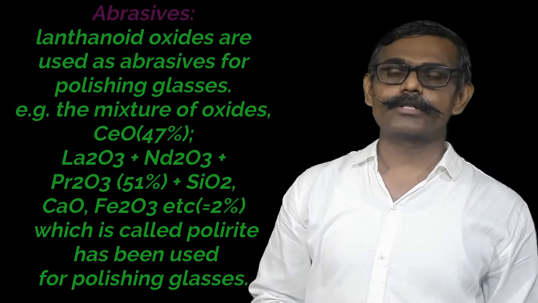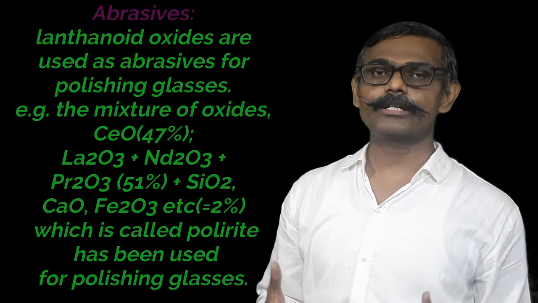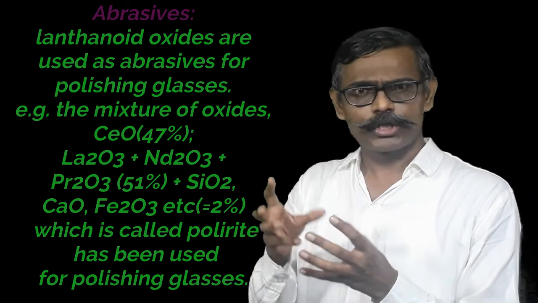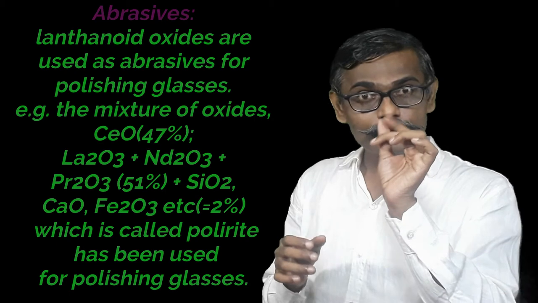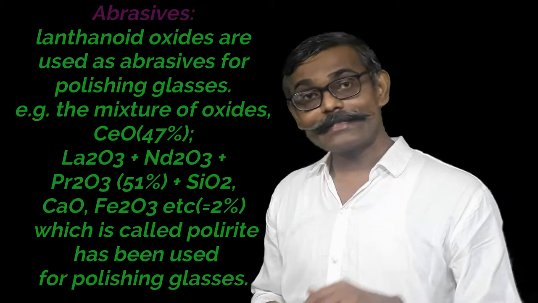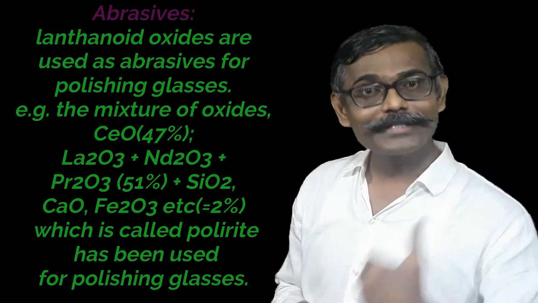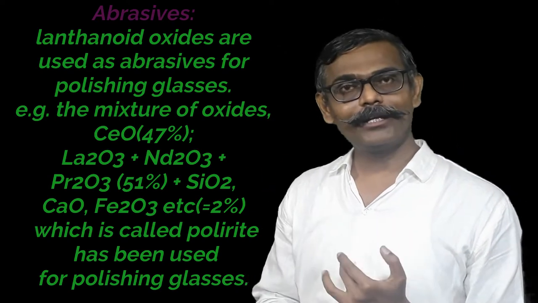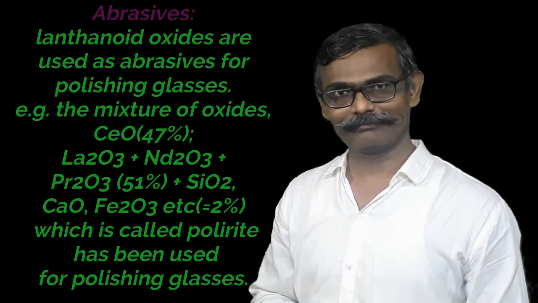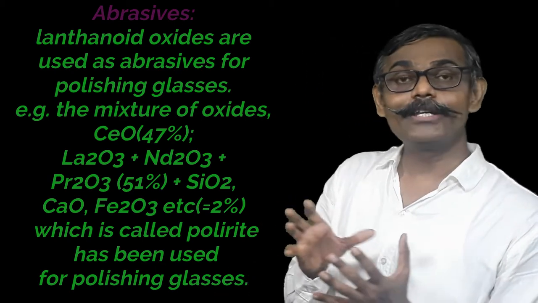These lanthanoids have application as abrasives. Abrasive means in the cleaning process, to clean the glass one powder is used, and that powder possesses cerium oxide up to 47%, oxides of lanthanum, neodymium and praseodymium up to 51%, and these are used for polishing the glasses.